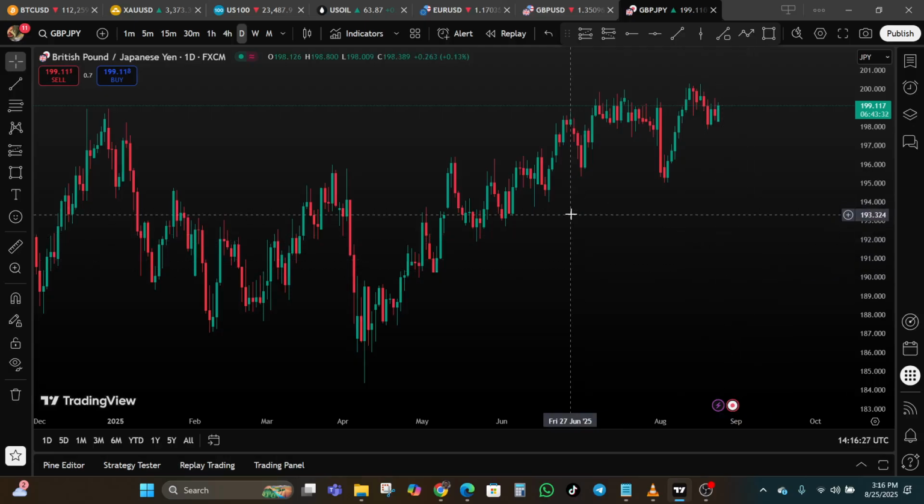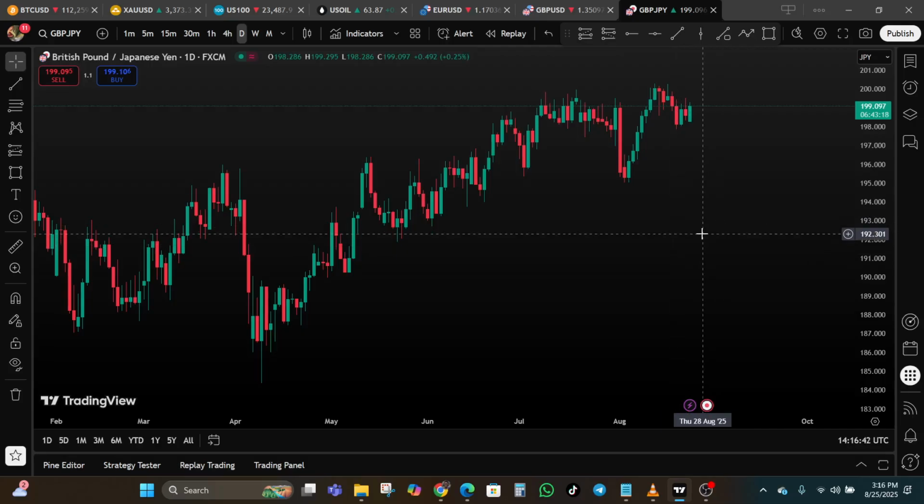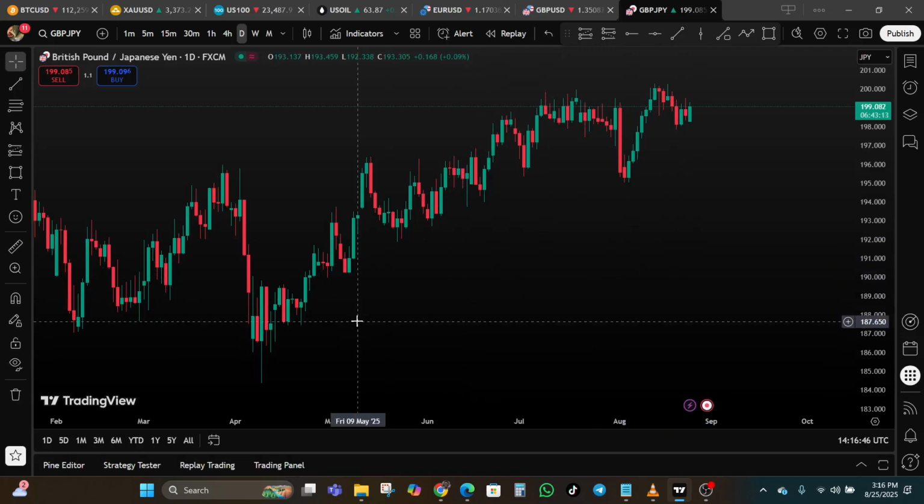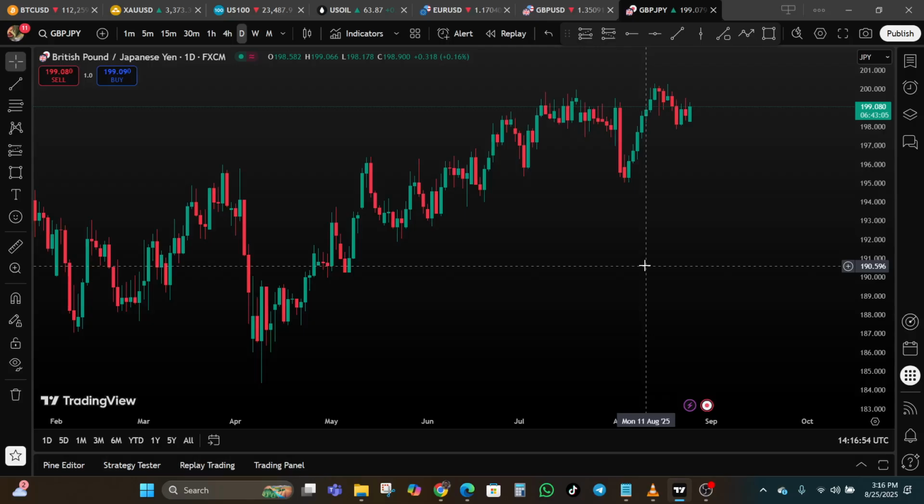On the D1 time frame, each candle represents one full day of trading, which makes patterns clearer, levels stronger, and trends easier to follow. This time frame is especially powerful for traders who want a calm and disciplined approach. So let us quickly start with market structure.